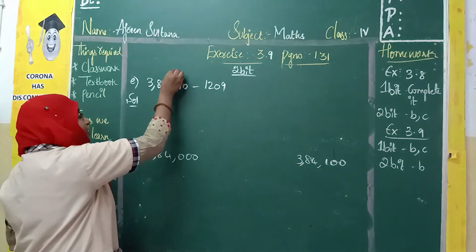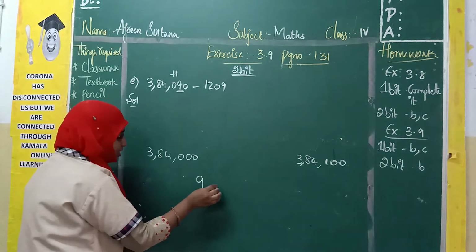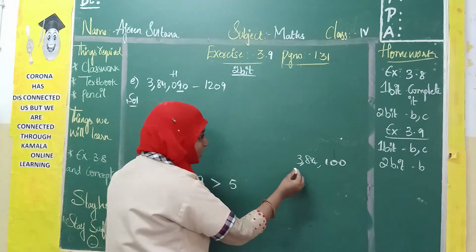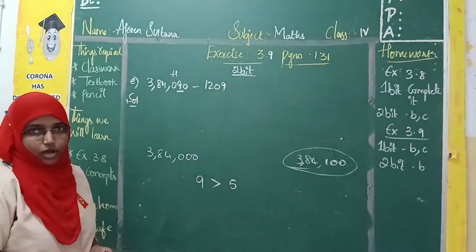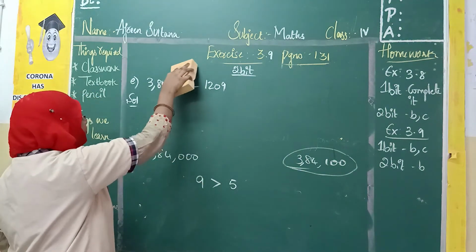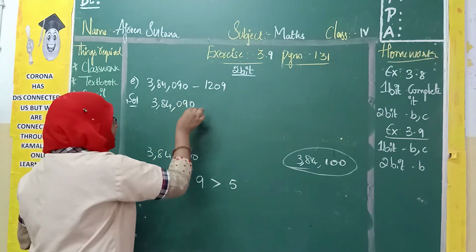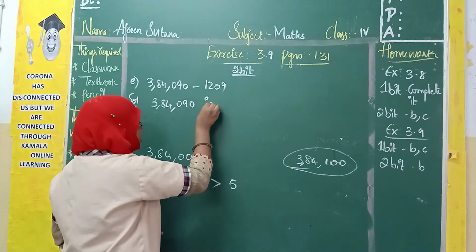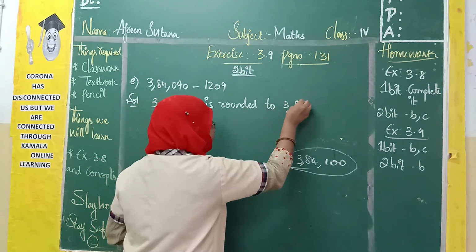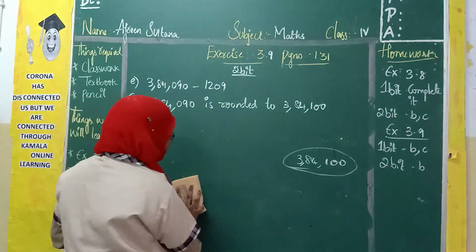Now whenever you are rounding to hundreds, you will consider the digit at the tens place, that is 9. Now you know 9 is greater than 5. So greater than 5 goes to the right side. What is the number on the right side? 3,84,100 is the value. So we are going to round off 3,84,990 to 3,84,100.